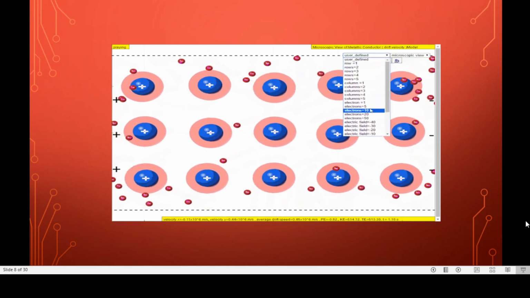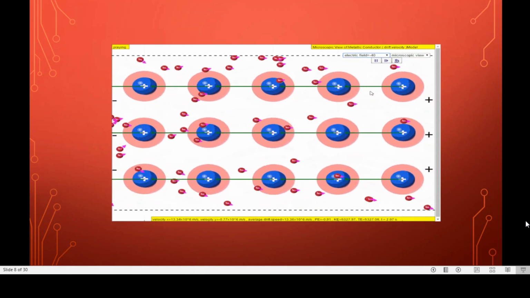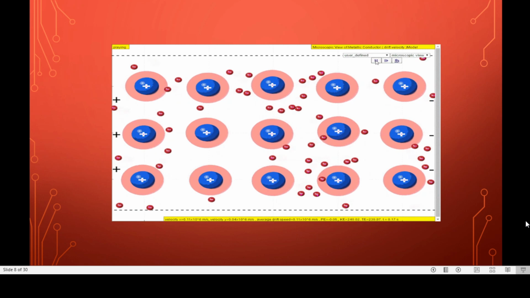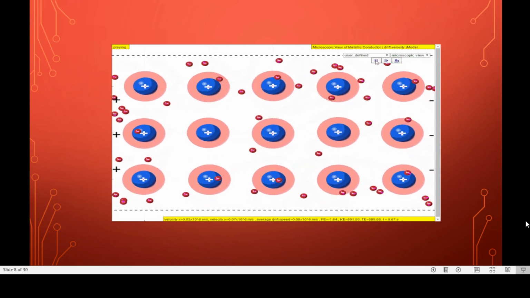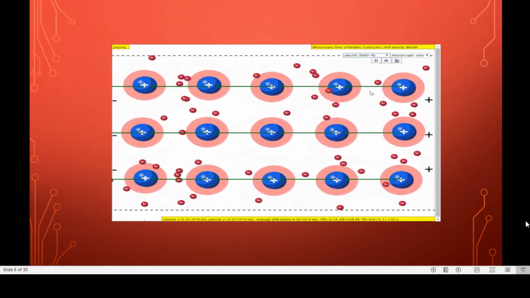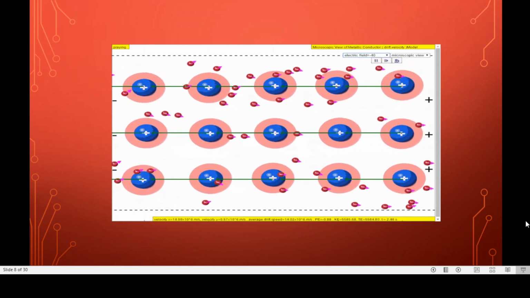Now some questions arise from this topic. What are they? In which direction do the electrons move? Do the electrons accelerate continuously? Do they move with a constant speed? These questions should be answered.